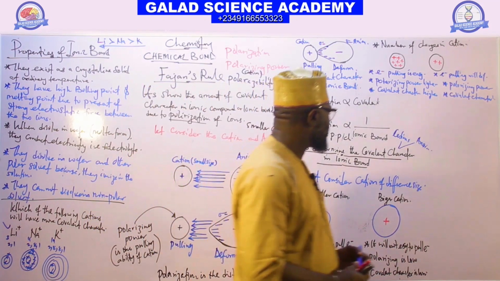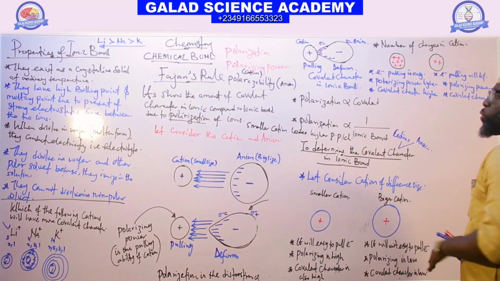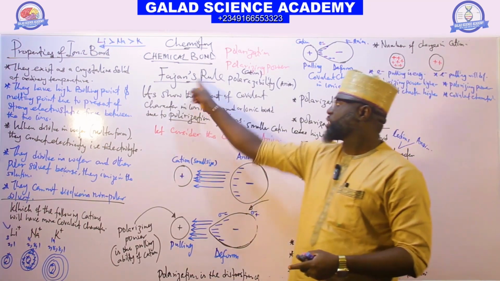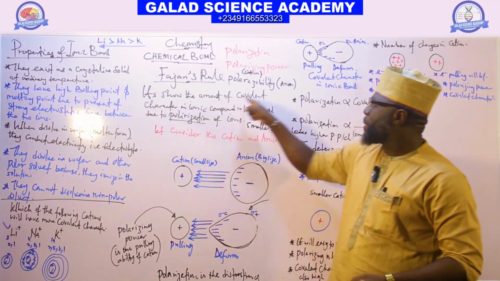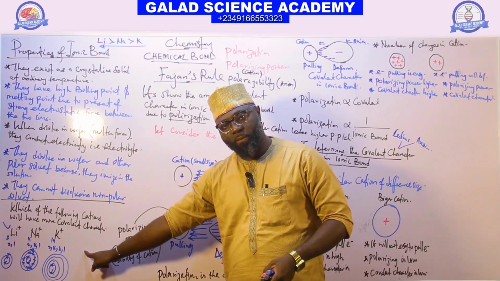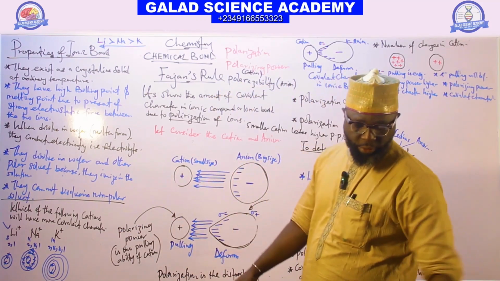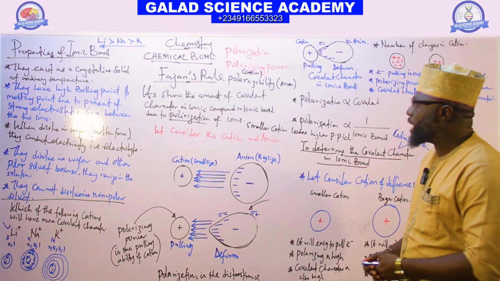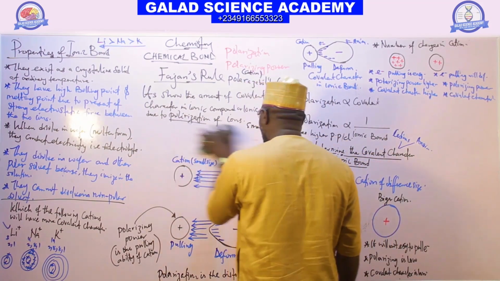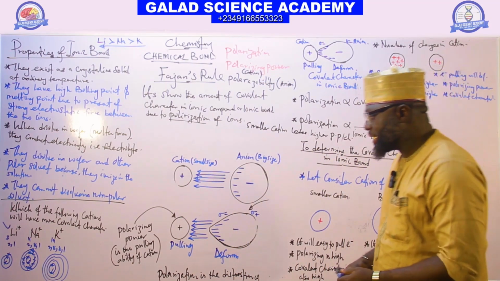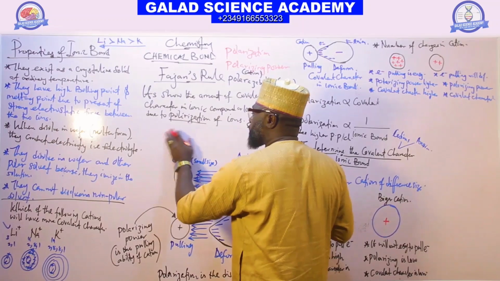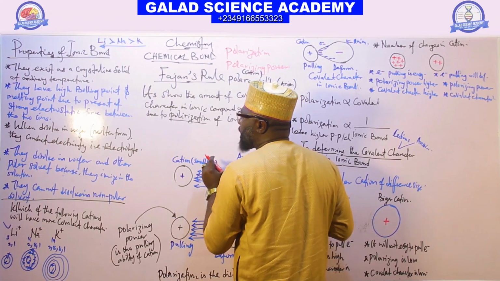The second question is this. Fajan's rule shows the amount of covalent character in an ionic compound. So that's what we apply here. The second question: which of the following ions will experience the higher covalent character, or more covalent character?